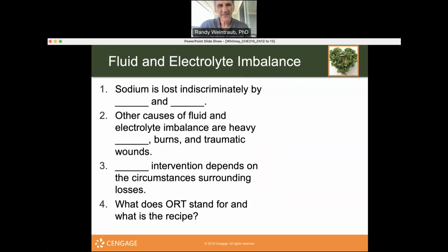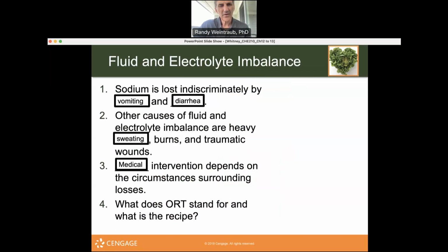Sodium is indiscriminately lost in vomiting and diarrhea. This could cause electrolyte imbalance. Other causes of fluid and electrolyte imbalance are heavy sweating, burns, and traumatic wounds. Medical intervention depends on the circumstances surrounding the loss.